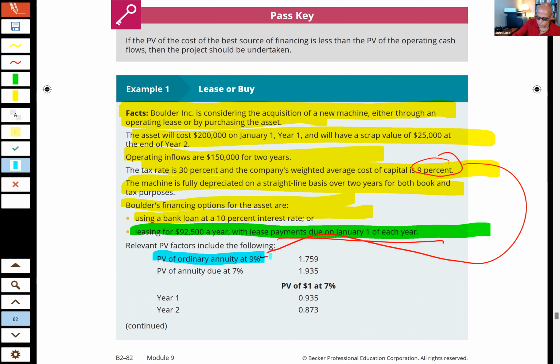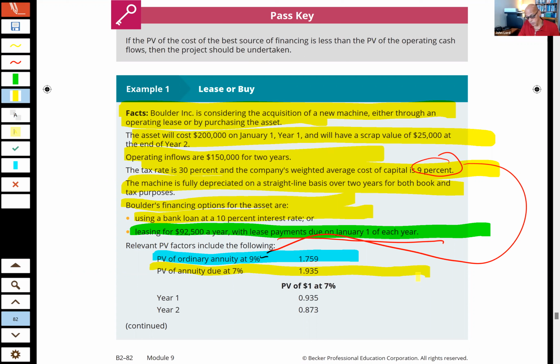We need to use this for the cash inflows, but we have to also consider what the lease payments are, and we're using an annuity due here because they told us that the lease payments come out at the beginning of the year. So when lease payments are coming out at the beginning of the year, cash flows are happening at the beginning of the year, you use what? Annuity due. If we're considering end of year inflows, we use the ordinary annuity.